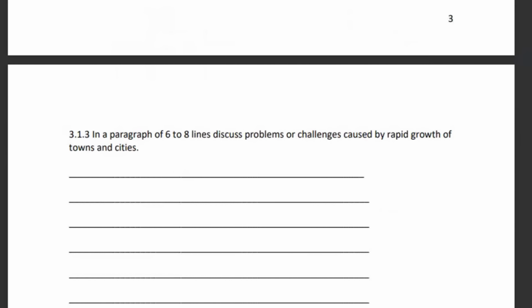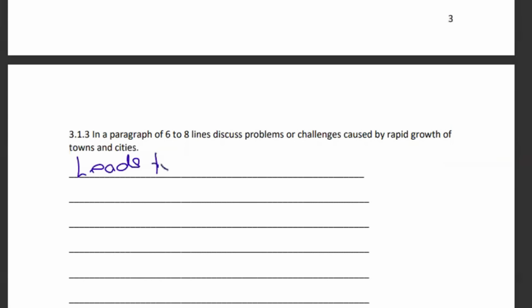So we have, in a paragraph of 6 to 8 lines, discuss problems or challenges caused by rapid growth of towns and cities. All right. So when there is rapid growth of towns and cities, it leads to an increase in number of people who need land, housing, water, electricity, healthcare, and schools.